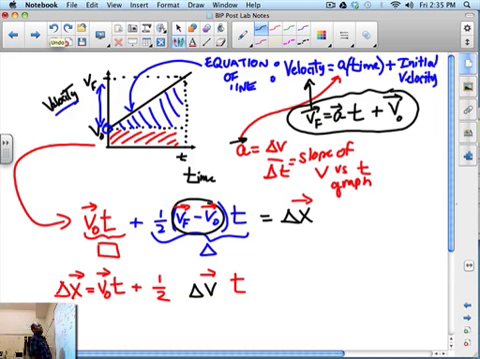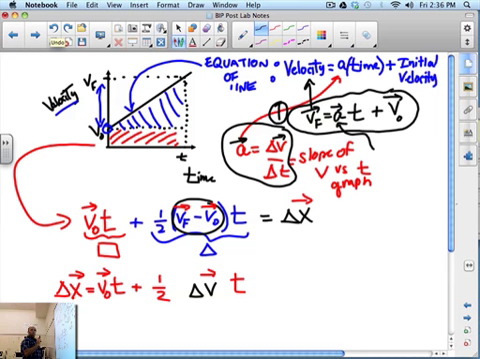Sorry, I said that wrong. Constant velocity? No. Constant acceleration. That's why there's an a term. And then we have an equation for acceleration. If you solve equation 1 for acceleration, you get your definition of acceleration.